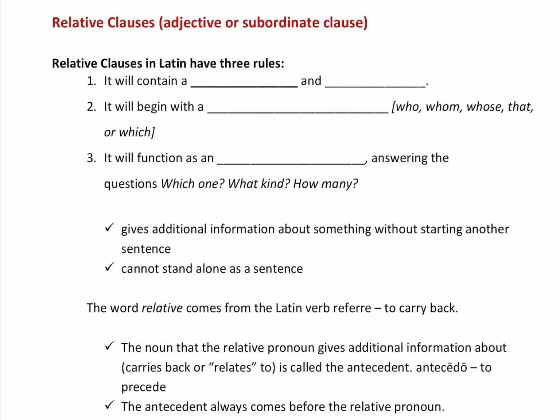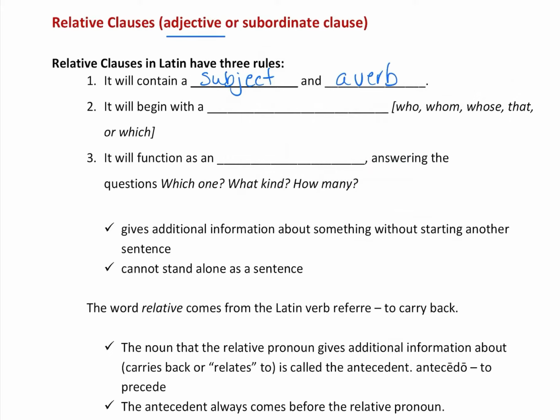So relative clauses. In English, you'll also hear them referred to as an adjective clause. Now, your book refers to them as a subordinate clause. If you remember them as an adjective clause, that'll also help you to remember why they function. So I like that term better. So relative clauses in Latin, and I will tell you they have the same rules in English. They have 3 rules. It will contain a subject and a verb.